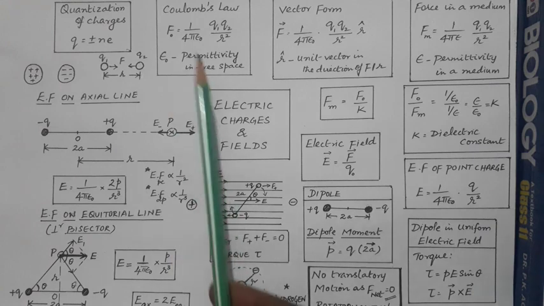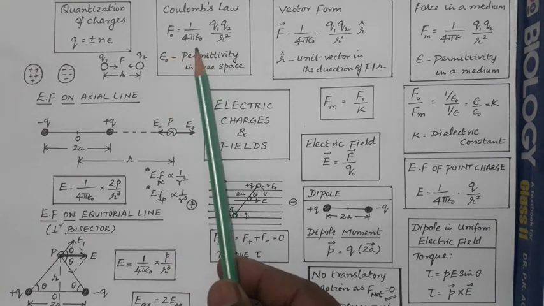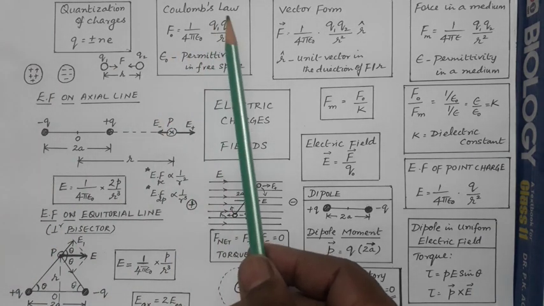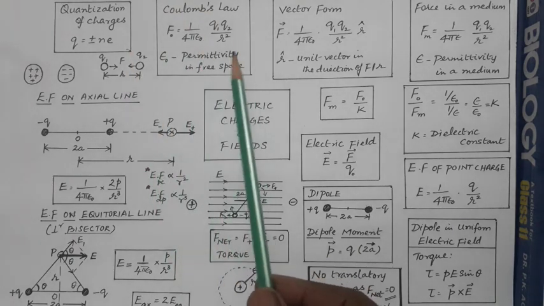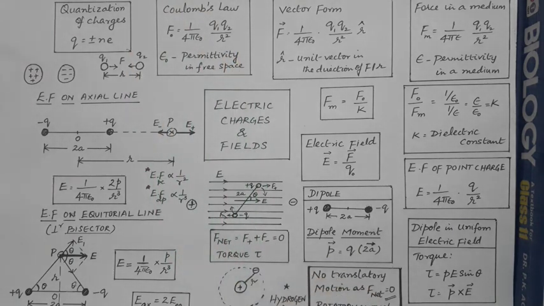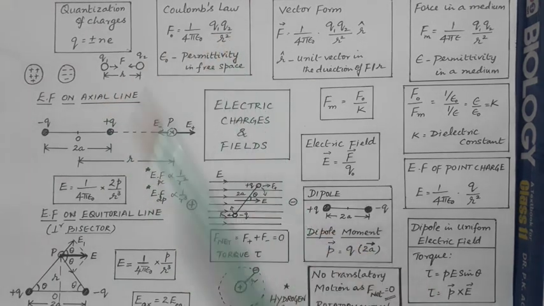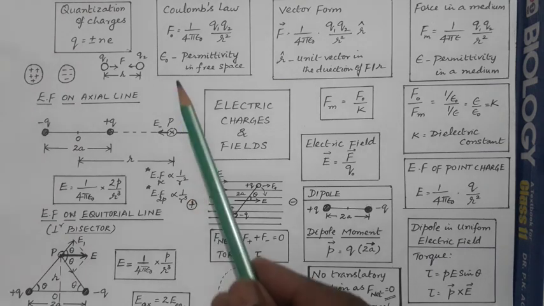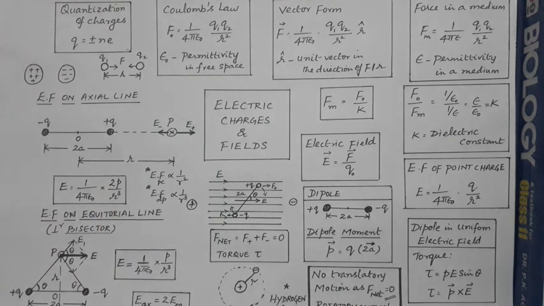So the force is given by 1 upon 4 pi epsilon naught into Q1 Q2 upon R square. R square is the distance, it is the inverse square law. The force decreases in terms of the square of the distance, and epsilon naught is a constant called the permittivity of free space. Now we can express this in vector form in a very easy way, because force is a vector quantity.